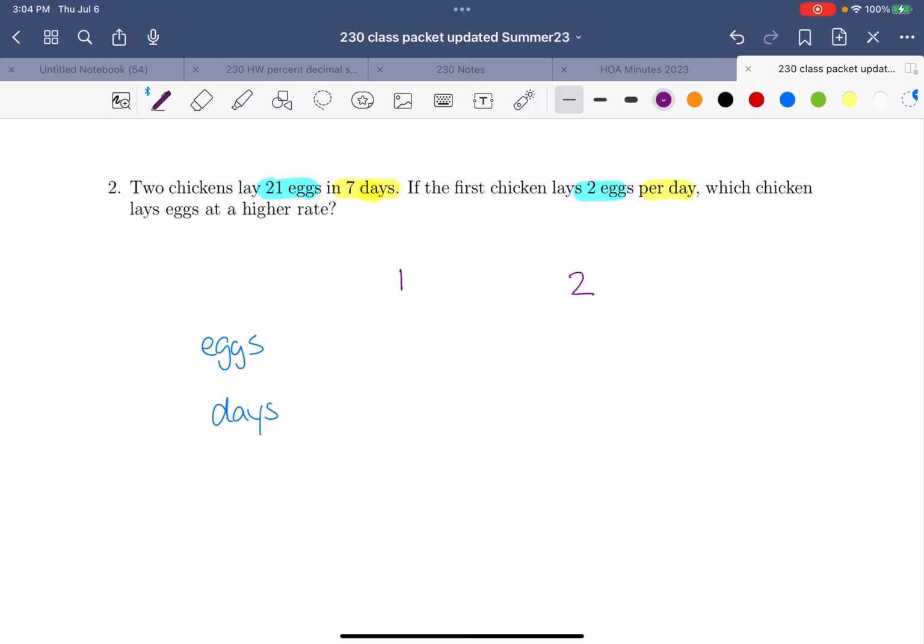Same thing as above. You're going to fill in the numbers that you know, and keep in mind you've got to make something the same. You can make the number of eggs the same by making it larger or smaller. You can make the number of days the same by making them larger or smaller, so that you can compare what's going on. You want the most eggs in the same number of days, or the same number of eggs in a smaller number of days, which would be a higher rate.